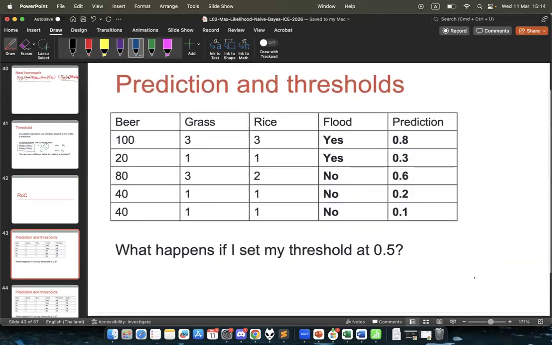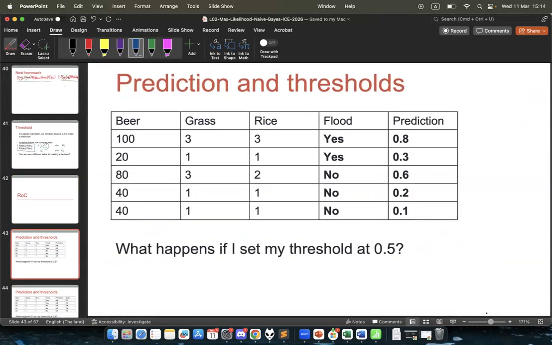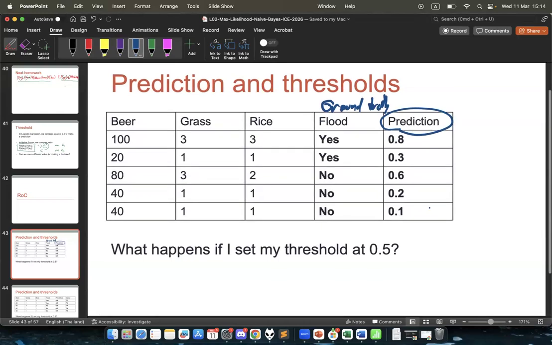Right. So threshold plays an important part in modeling. Let's say that I have this logistic regression task, predicting whether... So this is my ground truth, and this is my logistic regression model prediction. It predicts some number between 0 and 1.